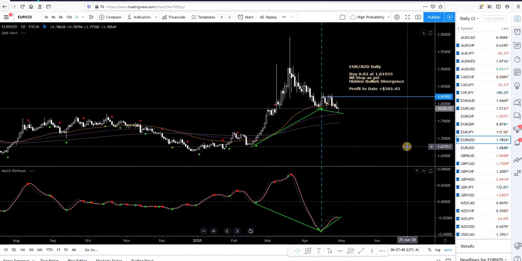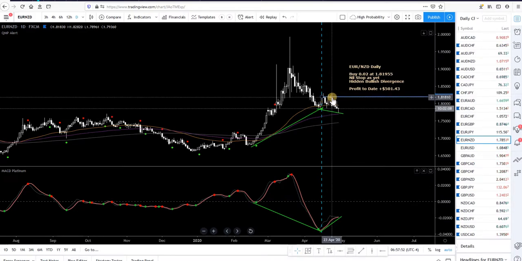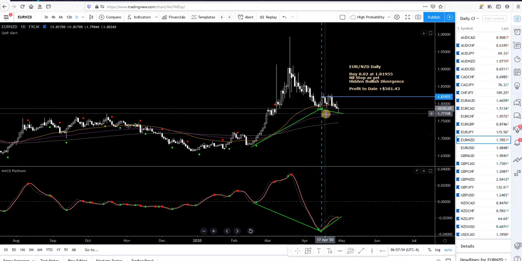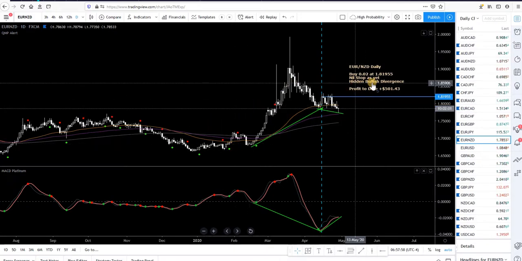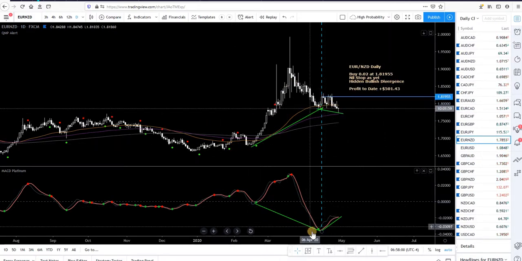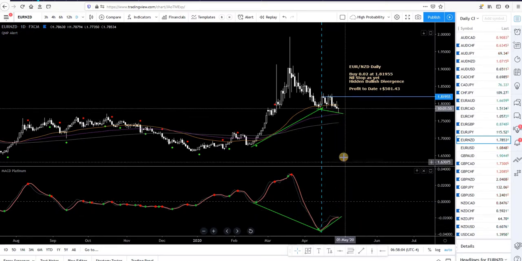Euro New Zealand in a buy here. Hasn't really gone anywhere. It's gone against me. There's a theme with all this. After the coronavirus moves, hidden bullish divergence, gone against me. Now possible regular bullish divergence setting up. Again, I'll take a hedge if I have to.